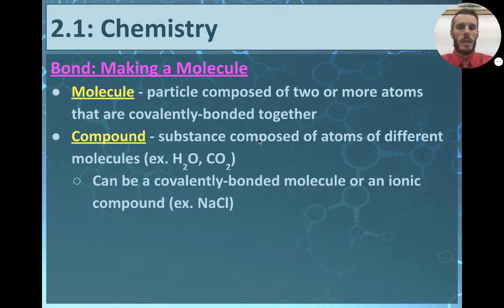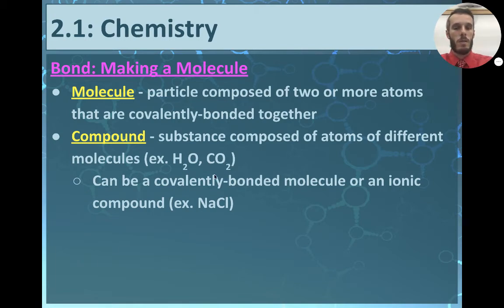A molecule is when you have two or more atoms that are covalently bonded together. A compound is a molecule that has different types of atoms, okay, at least two different types. So we can have a molecule here that is not a compound, like with O2 or H2, where they're both made up of the same atoms. However, when we get down to compound, we need to have at least two different atoms that make up that molecule. Okay, so we could have water or carbon dioxide where we have hydrogen and oxygen or carbon and oxygen.